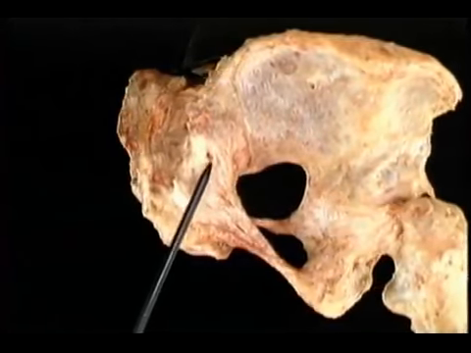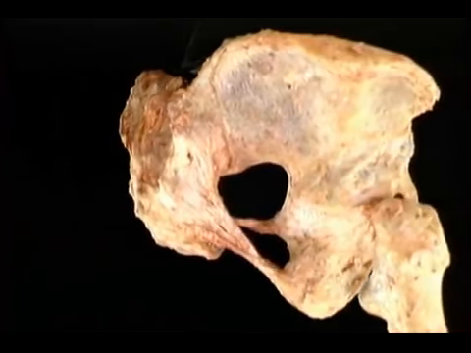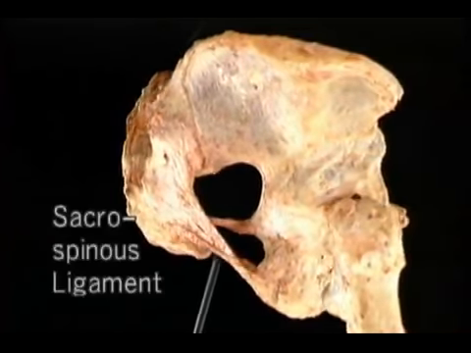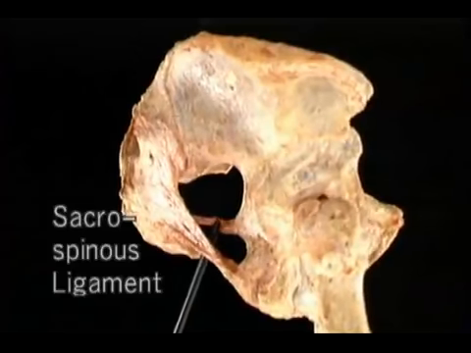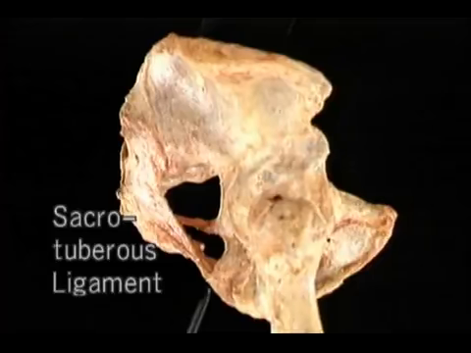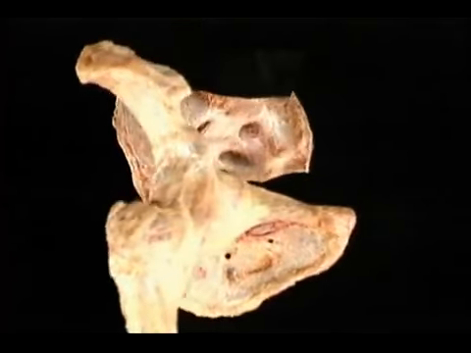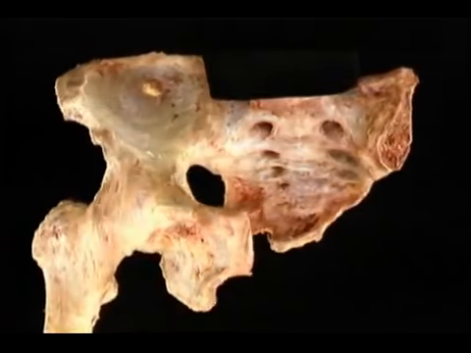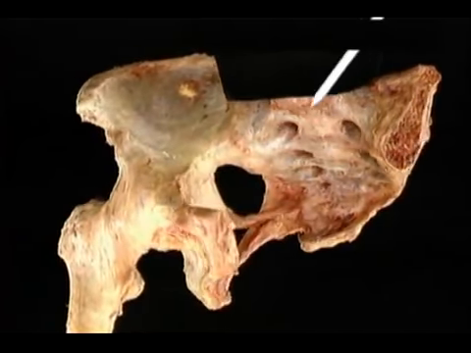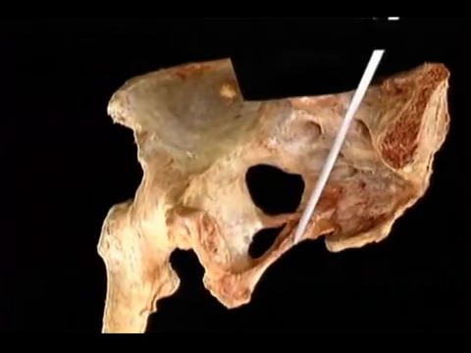The big gap between the sacrum and the ischium is bridged by two massive ligaments. The sacrospinous ligament goes to the ischial spine. The sacrotuberous ligament goes to the ischial tuberosity. Let's go round to the front and see those two ligaments from the inside. Here's the sacrospinous ligament. Here's the sacrotuberous ligament.